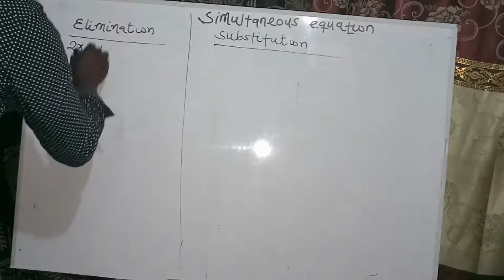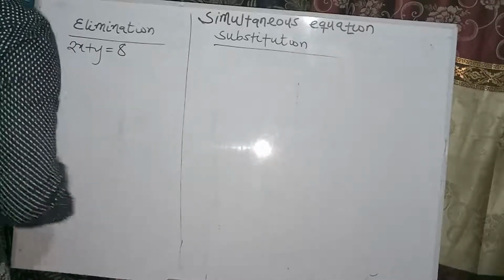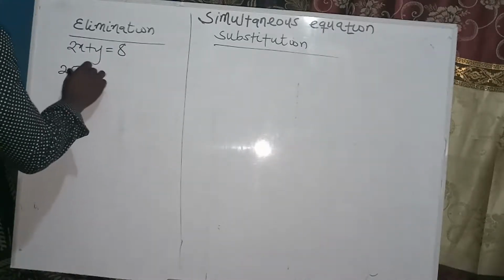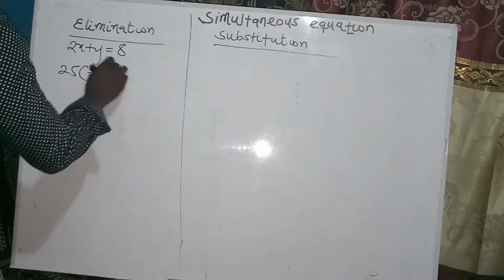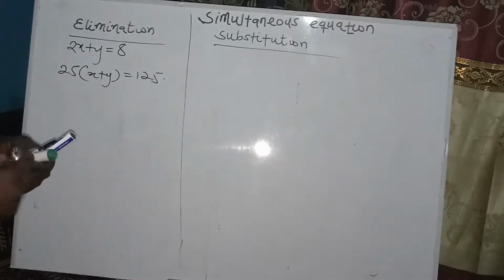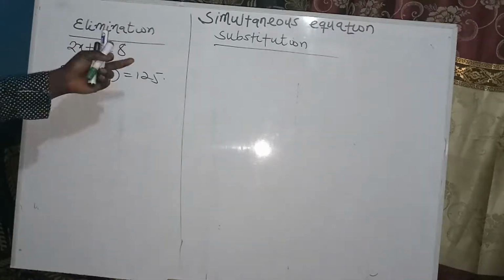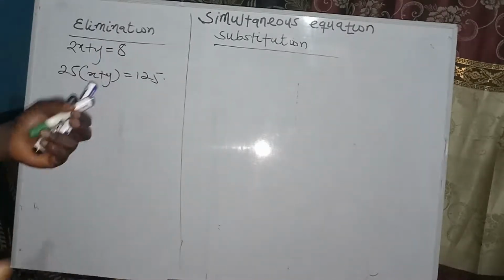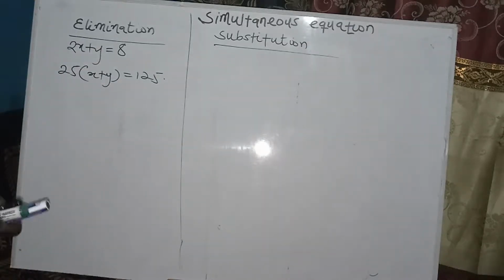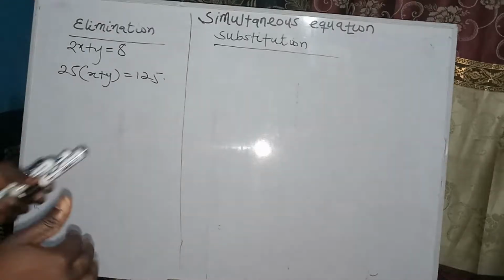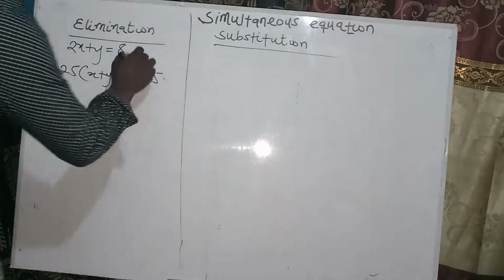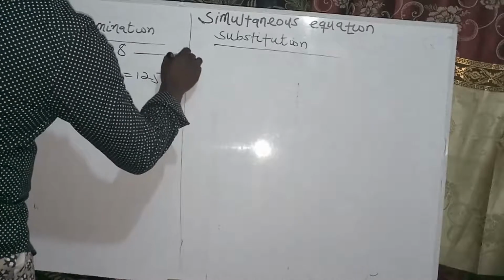2x plus y equals 8, then 25x plus 25y equals 125. What you are going to do here, we know that the only way we can solve this question is that we need to work it simultaneously. And I am going to use the first approach, which is the elimination. Okay, so I can first of all name this as my equation 1.